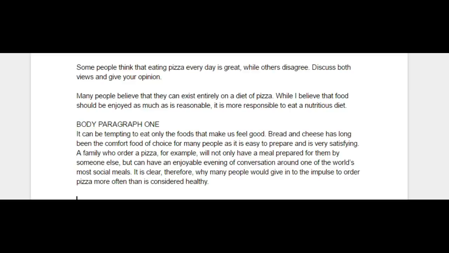Why is pizza great? It can be tempting to eat only the foods that make us feel good. Bread and cheese has long been the comfort food of choice for many people, as it is easy to prepare and is very satisfying. A family who order a pizza, for example, will not only have a meal prepared for them by someone else, but can have an enjoyable evening of conversation around one of the world's most social meals. It is clear, therefore, why many people would give in to the impulse to order pizza more often than is considered healthy.